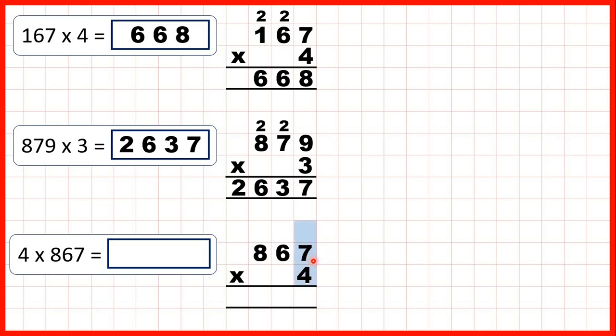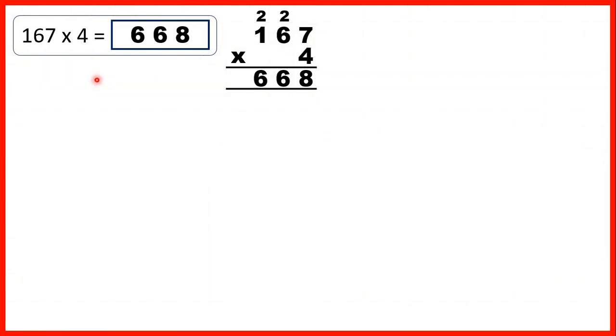So now 7 times 4 is 28, so that's 2, 8. 6 times 4 is 24, plus 2 is 26, so 2, 6. And now 8 times 4 is 32, plus 2 is 34. We don't have a 1,000 digit in our question, so we can write the 34 in our answer line to give us 3,468.